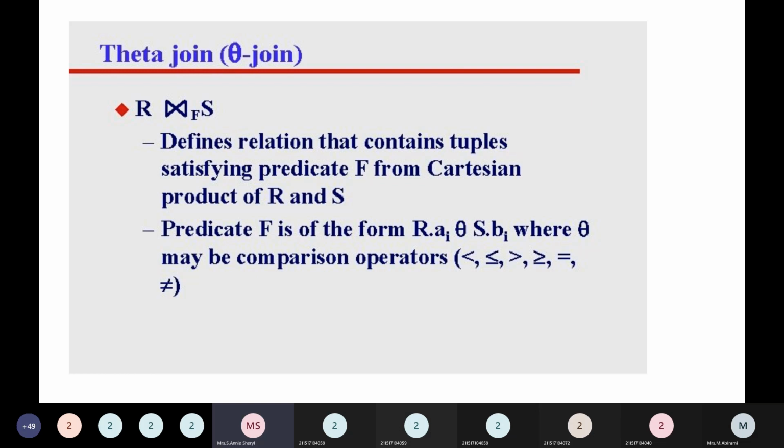Okay, so you are going to perform a combination operation based upon a certain condition. That condition we can call the comparison condition, and it is called the predicate function here. By definition, it defines the relationship that contains tuples satisfying the predicate f. The predicate f denotes your comparison condition from the Cartesian product of R and S.